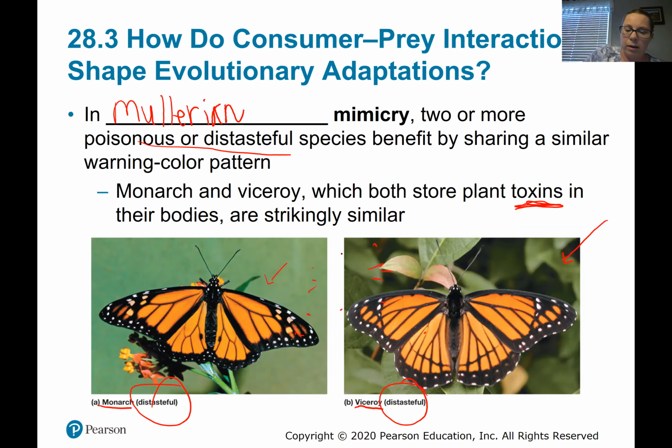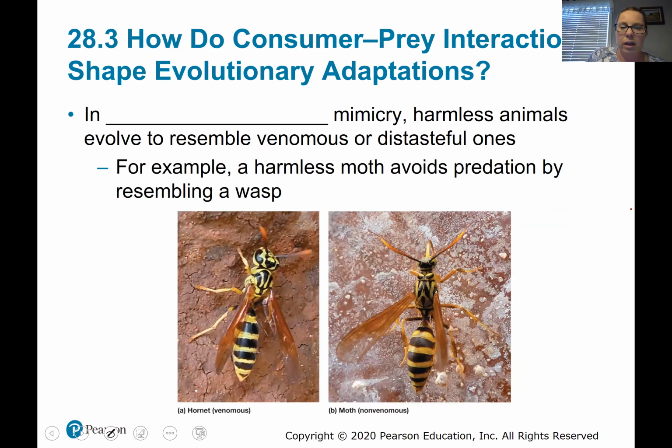Okay, so here we can do bees and yellow jackets as well. And don't let this confuse you. This is a moth. This is not a wasp. Okay, there's another type of mimicry called Batesian mimicry, and knowing the difference between the two is something that you'll need to know on the next test.